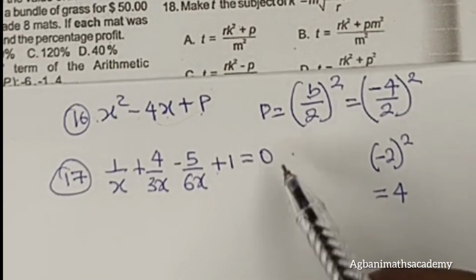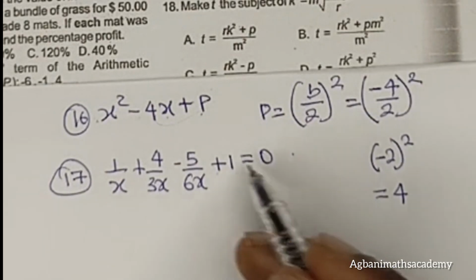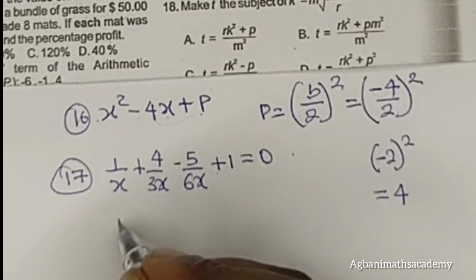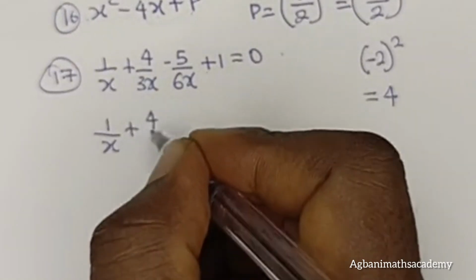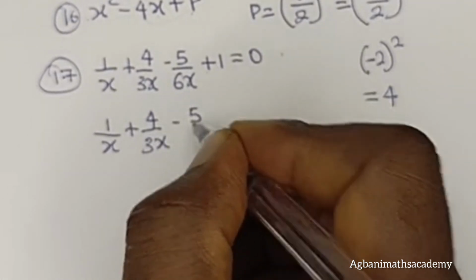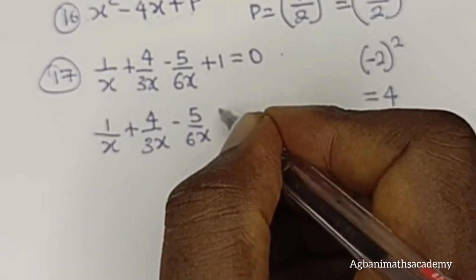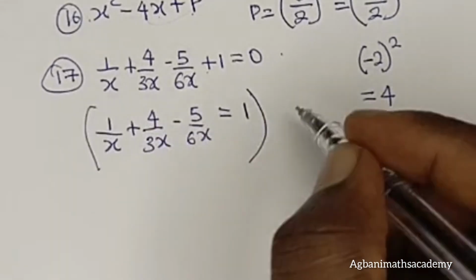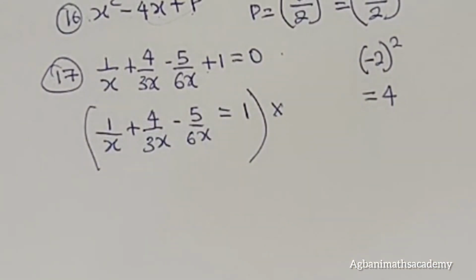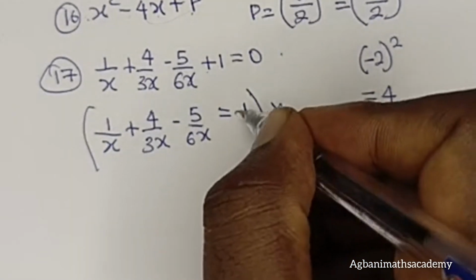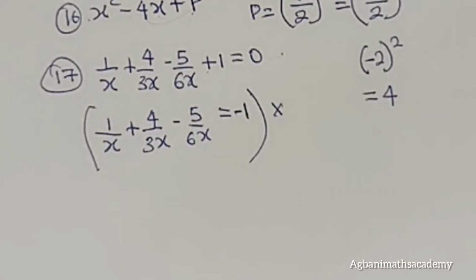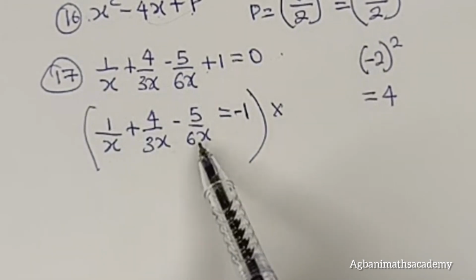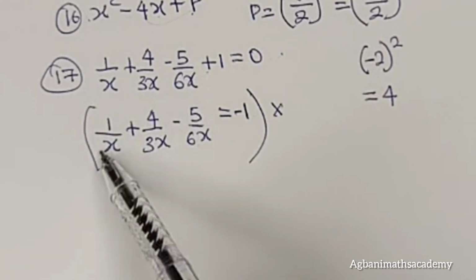If you move plus 1 to the right, we are going to have minus 1. So we have 1 over x plus 4 over 3x minus 5 over 6x is equal to minus 1. When plus 1 moves over this way, it turns to minus. So in order to eliminate the denominators, we multiply the entire equation by the LCM of x, 3x, and 6x. Why we are doing that is we want to cancel out the denominators.